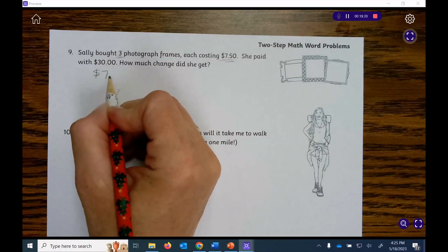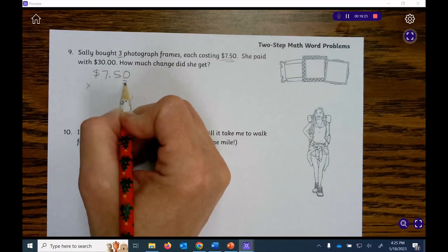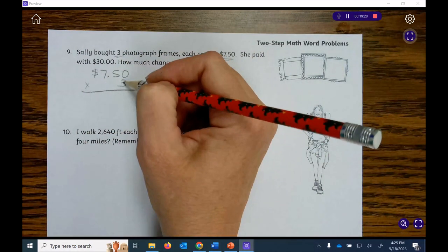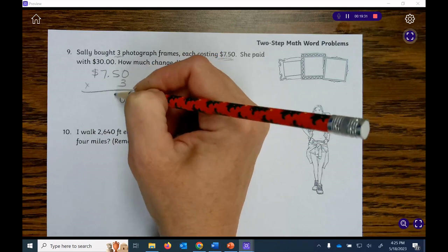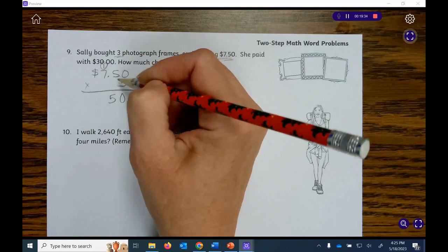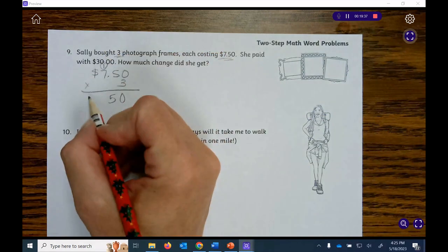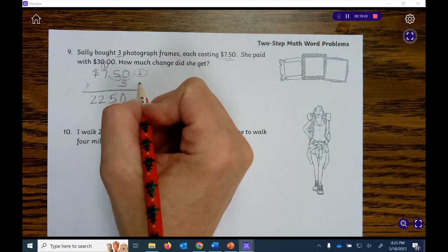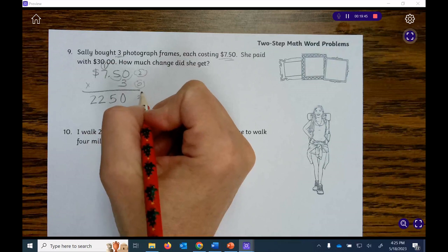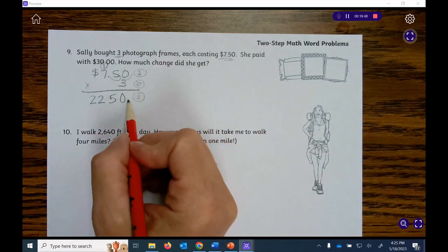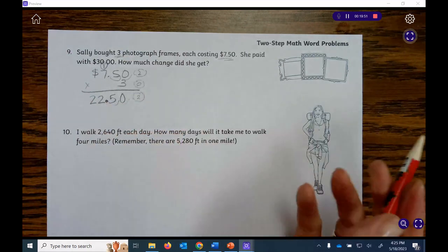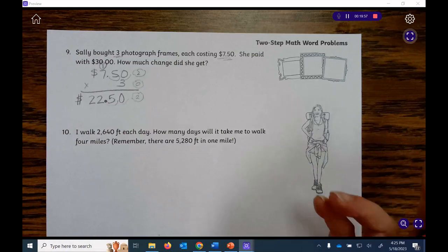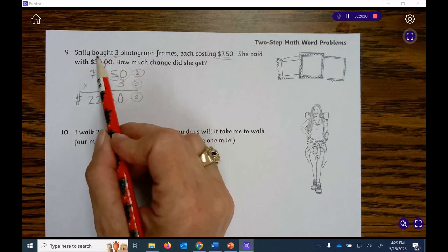So we're going to multiply $7.50 times 3 to find out how much she spent on all of the photo frames. 3 times 0 is 0. 3 times 5 is 15, carry the 1. 3 times 7 is 21, plus 1 is 22. I have 2 decimals in my top factor, 0 in my bottom, for a total of 2 in my answer. So I'm going to go over 2 spaces, and that's $22.50. Add the dollar sign.